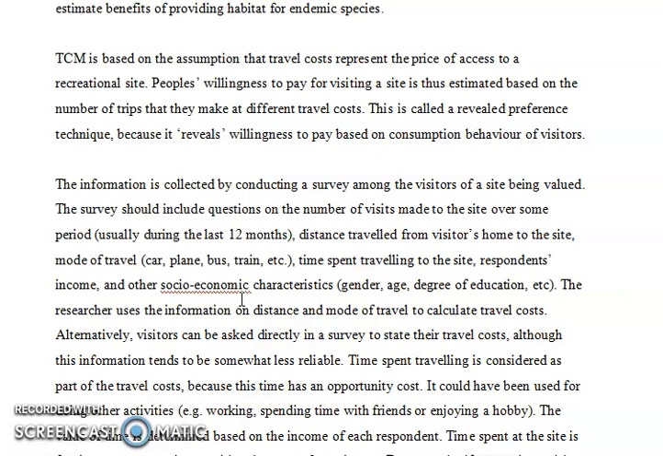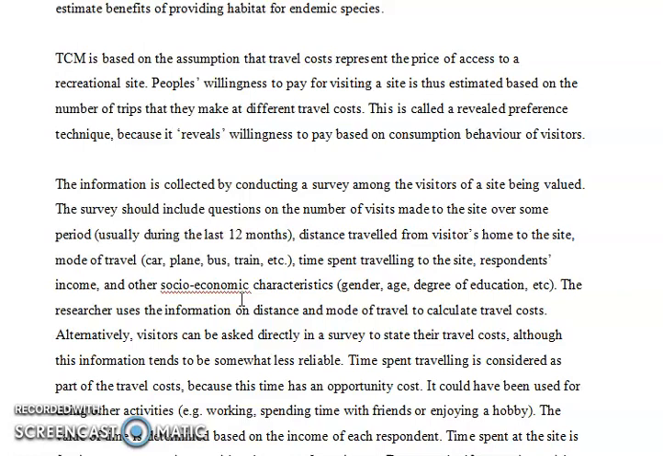For the calculation of travel cost, the visitor's time spent, income, mode of travel, the distance they travel from their home to the site, and their socio-economic characteristics should all be considered. Alternatively, visitors can be asked directly in a survey to state their travel cost, although this information tends to be somewhat less reliable.